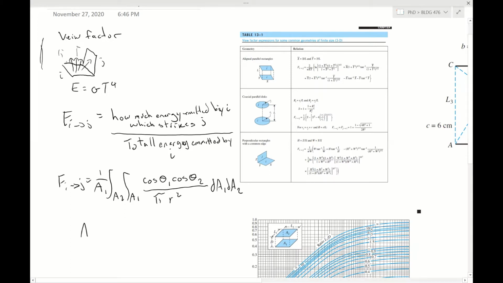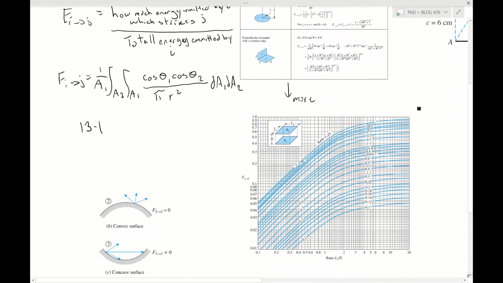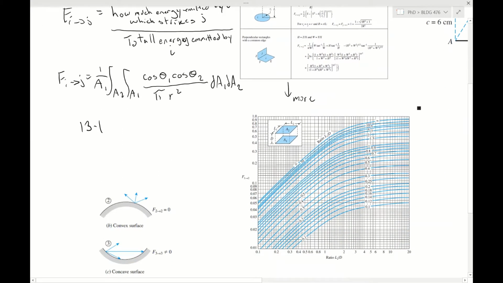So first method would be table 13.1. If you have these specific cases, like two squares close to each other, this case I showed at the beginning, and there's more in your textbook, you can use these equations, and while these equations are long, it's just a matter of plugging in all the numbers. You can also use a similar situation where you have these specific cases. You can use these charts to find your view factor.